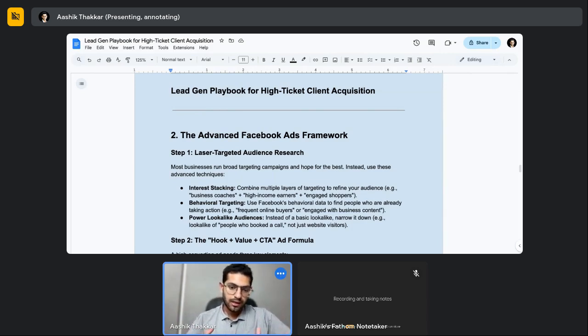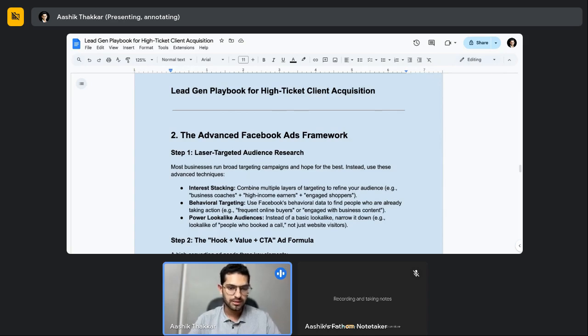Now, this is again a simple example of how you should stack up these interests. Second is going to be behavioral targeting. Use Facebook's behavioral data to find people who are already taking action. So one of it could be frequent online buyers or people engaged with business content. Now, if you are in the finance industry or business industry, if you are a business coach or a sales coach, this is certainly going to help you a lot. But then definitely you will have to explore based on your industry and take a decision based on that.